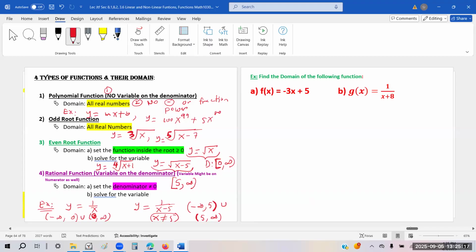What type of function is the first one? Continuous or not continuous? Continuous, this is a line. So what's the domain for a continuous function? Without them even telling us, we know it's a line. Is this an increasing or decreasing line? Decreasing line. How do you know? Slope is negative. So the line is going on forever. So domain is negative to positive infinity.